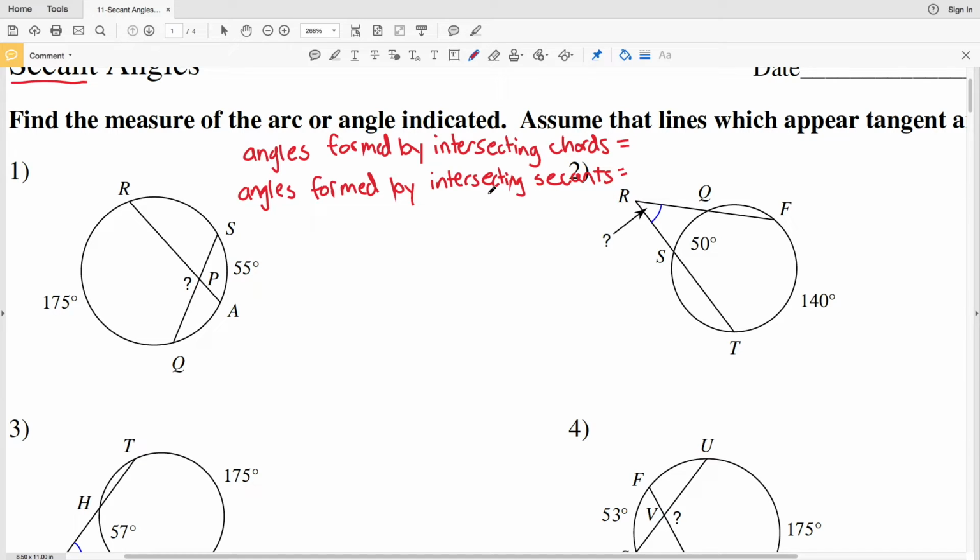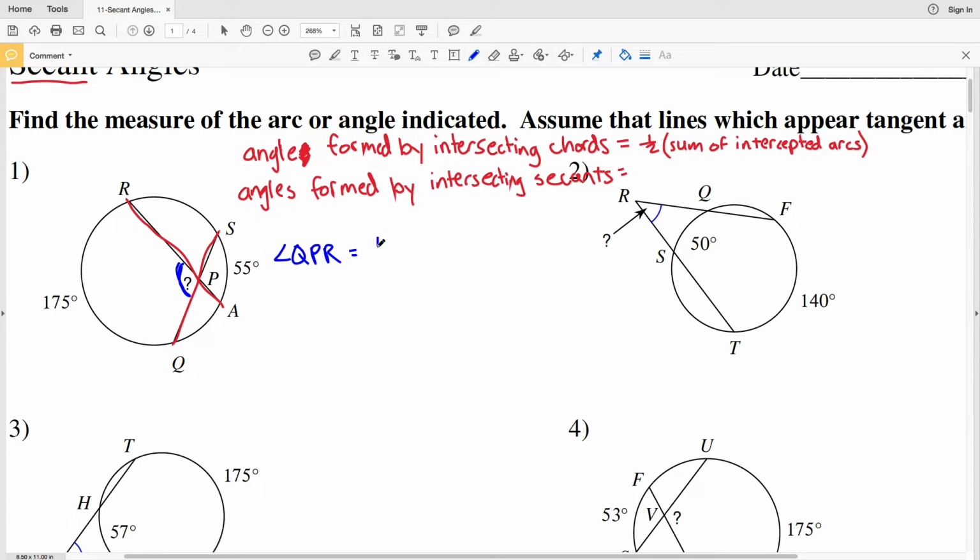Now, the formula that we're going to be using will help us find one angle. So the angle measure that's formed by intersecting chords, so one singular angle formed by those intersecting chords, will be equal to half the sum of the intercepted arcs. So looking at number 1, we can see that we have chord QS and we have chord RA. The angle we're looking for is angle QPR.